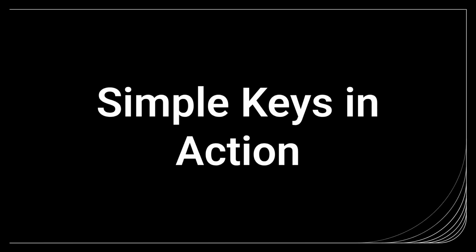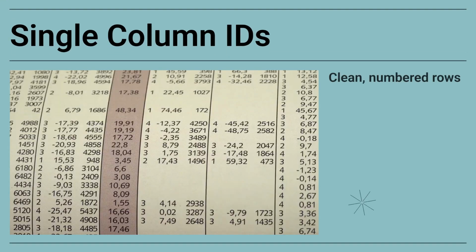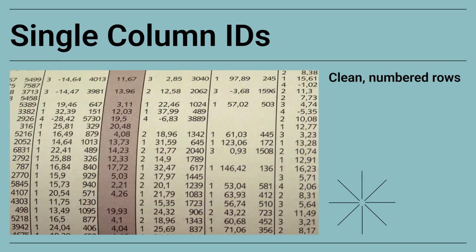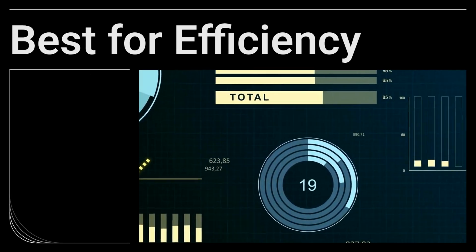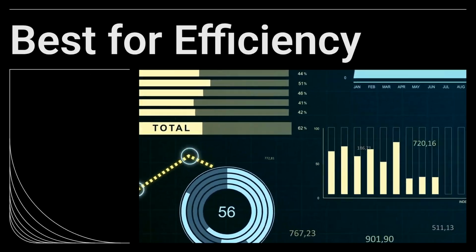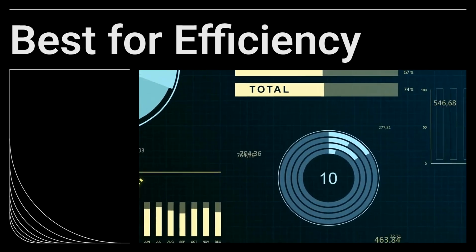Next, let's look at simple primary keys and why they are often the preferred choice. A simple key uses a single column, with clean, numbered rows, making management straightforward. Simple primary keys are generally best. They keep strong tables efficient and easy to manage, minimizing complexity.